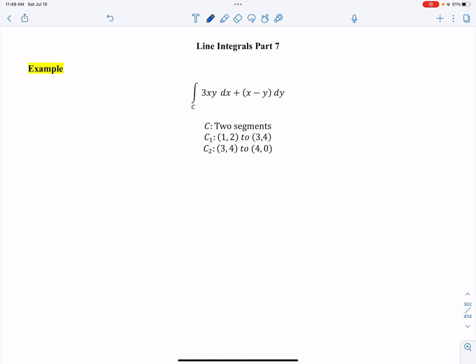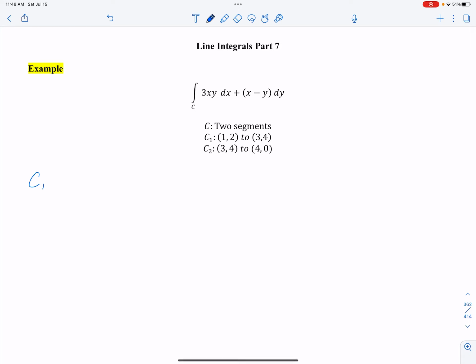In this video, we'll continue our discussion of line integrals by working on another example. So we have this line integral. What's different here is we have two segments. We have one line from (1, 2) to (3, 4), and another line from that point to (4, 0). How we're going to want to do this is define the lines separately and then put them together. So let's begin with that.